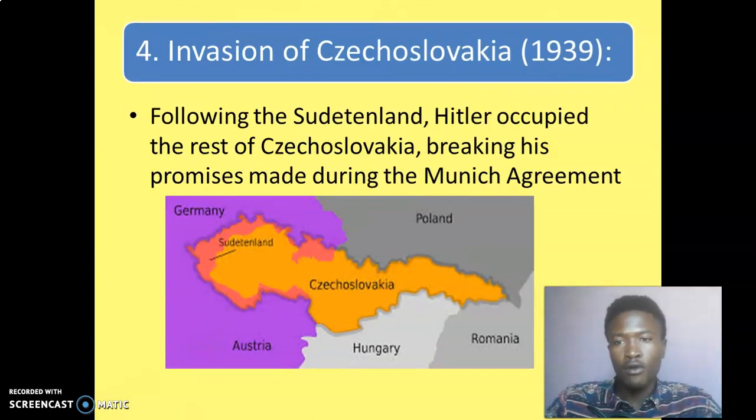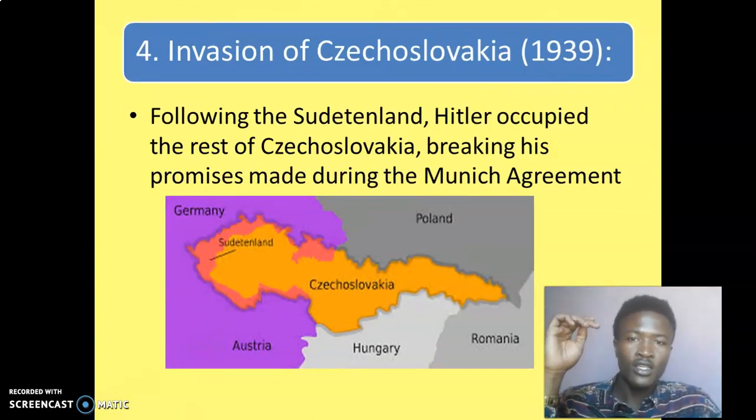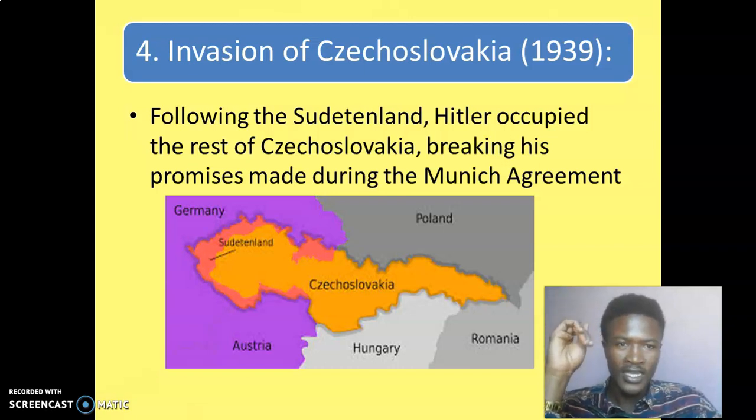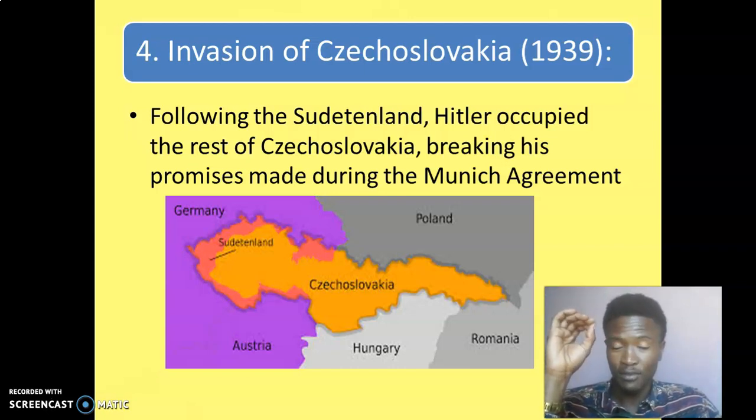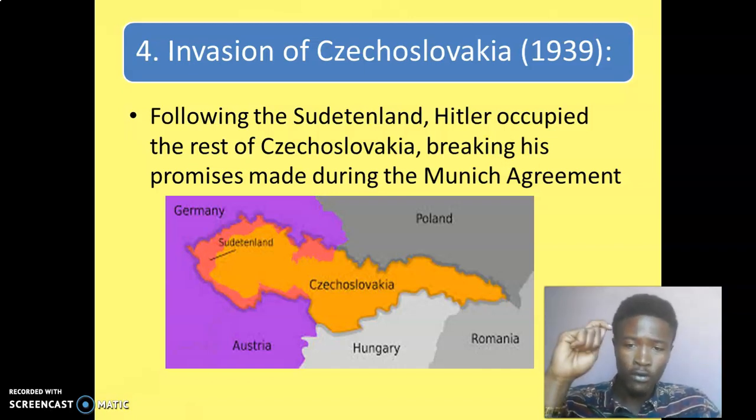Then we have the fourth reason, invasion of Czechoslovakia in 1939. What about the invasion of Czechoslovakia? They are telling you that following the Sudetenland, Hitler occupied the rest of Czechoslovakia, breaking his promises made during the Munich Agreement. So in the Munich Agreement, he agreed that he would not invade Czechoslovakia, but then there he is violating the Munich Agreement. You follow?